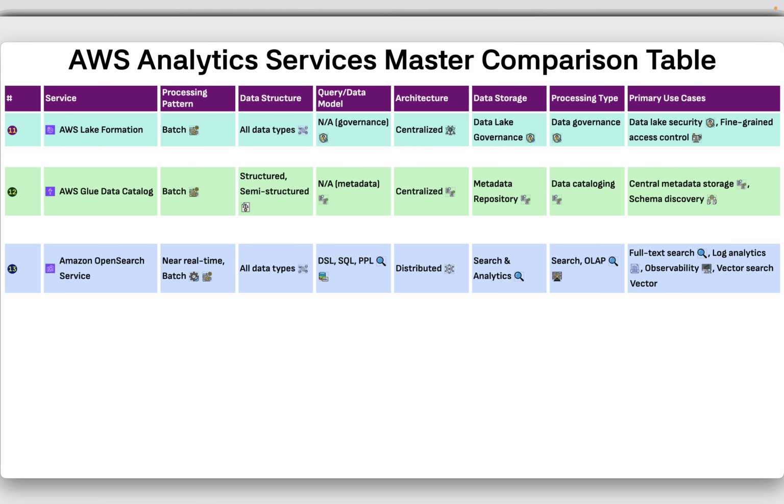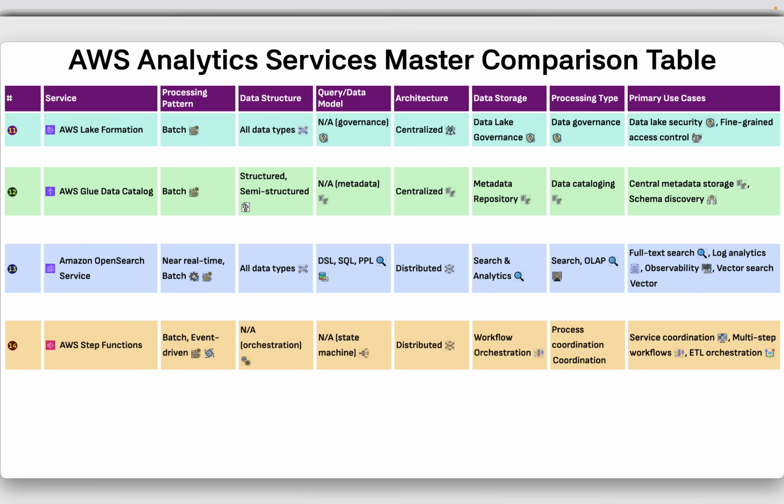Amazon OpenSearch Service. Processing pattern, near real time and batch also. Data structure, all data types. Query and data model, DSL, SQL, and PPL. Architecture, distributed. Data storage, search and analytics. Processing type, search and OLAP. Primary use cases, full text search, log analytics, observability, vector search.